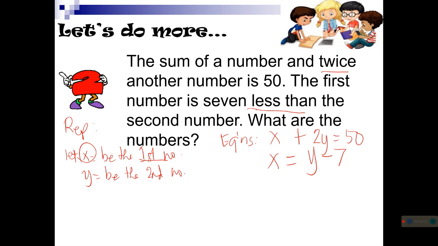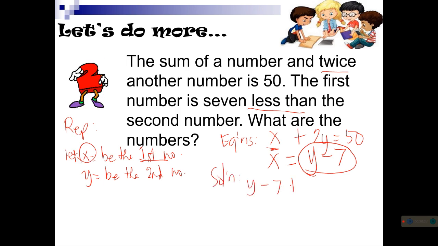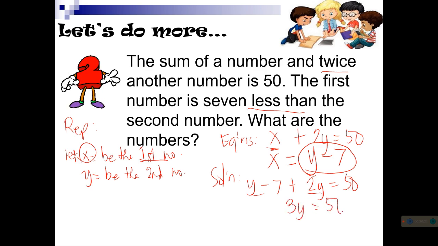So what do you think is the more appropriate method? Yes, we can use the substitution method. Since we have here x is equal to y minus 7, you are going to replace that with x. So for our solution, y minus 7 plus 2y equals 50. And then combine these two like terms. So you will have 3y minus 7 equals 50. The addition property will be applied here.